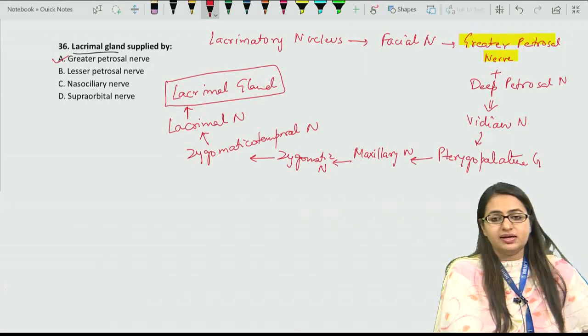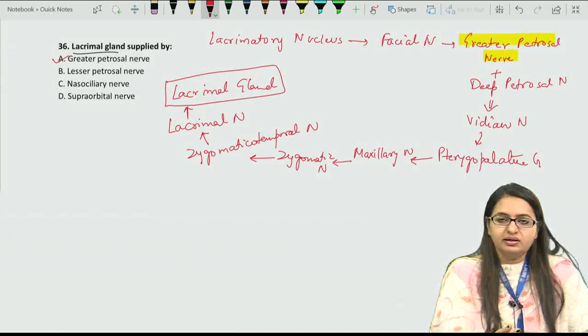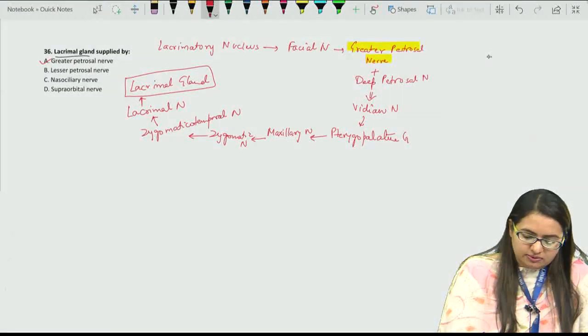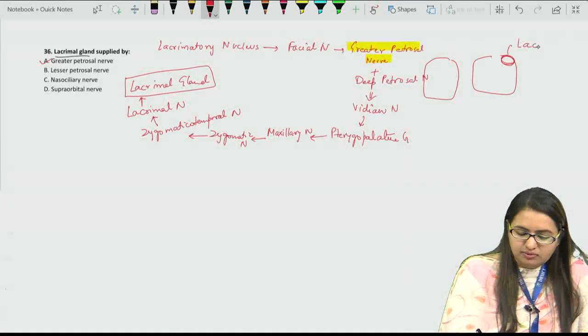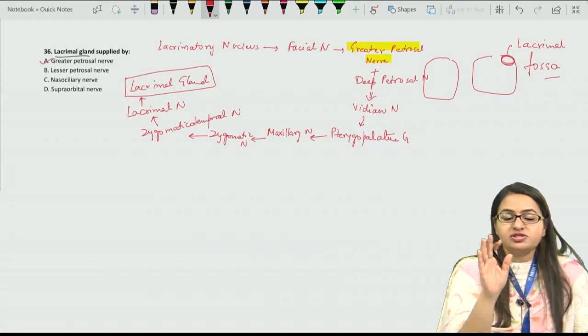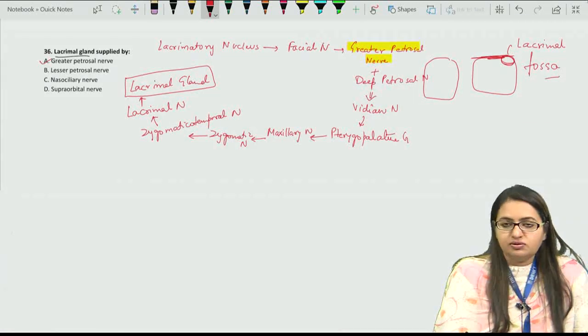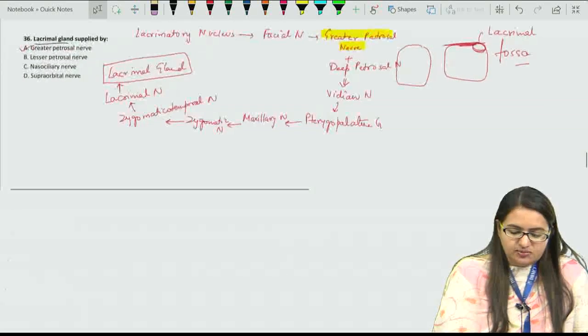Now if you see, the lacrimal gland is a J-shaped structure and it is indented by the levator palpebrae superioris. In the bony orbit, the lacrimal gland is present in the lacrimal fossa. This lacrimal fossa is present towards the lateral side, at the roof of the bony orbit, the anterior lateral portion of the roof. The lacrimal gland is present over here.